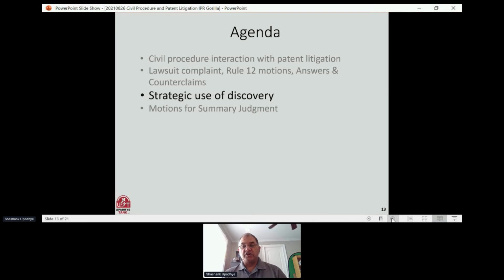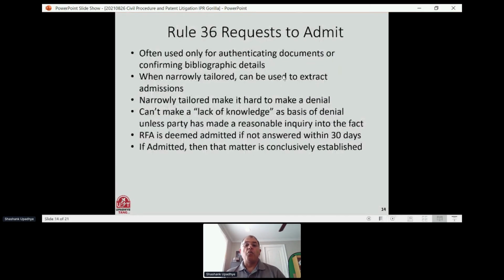So let's talk about some strategic use of discovery in the last few minutes that we have. One of my favorite discovery tools is Rule 36, request to admit. This is a very often underappreciated and overlooked rule. It's often used for authenticating documents or confirming bibliographic details. A request to admit, or request for admission, basically says something like, admit XYZ. But when they're narrowly tailored, they can be used to extract admissions, and this is what's key. Narrowly tailored makes it hard to make a denial, and you can't say, well, I don't know, as a basis of denial. In addition, if the request to admit is not answered in 30 days, it's deemed to be admitted.